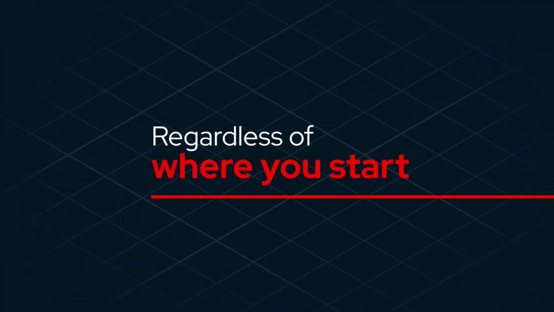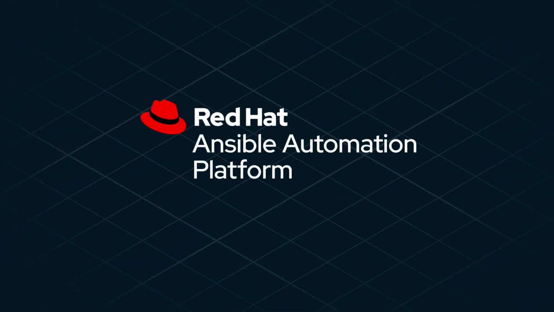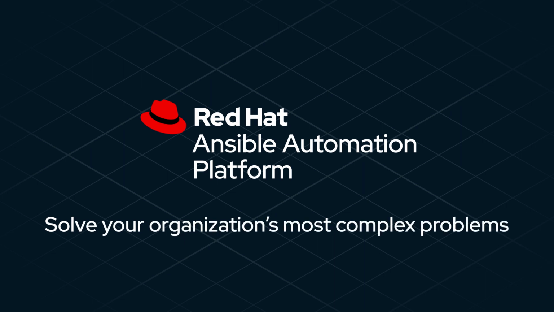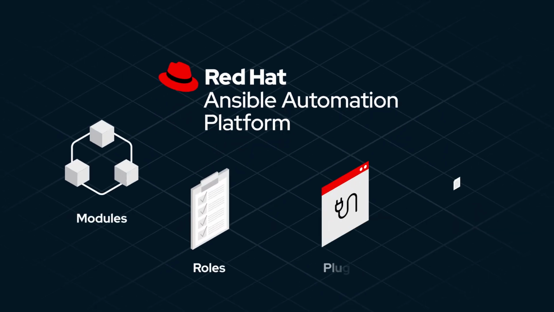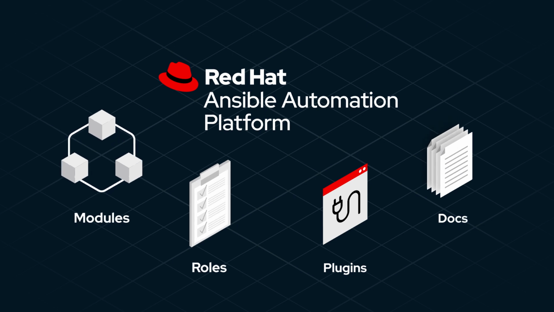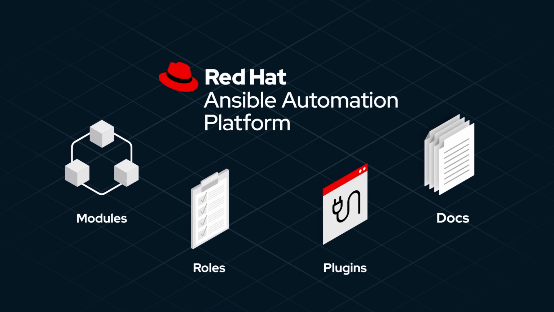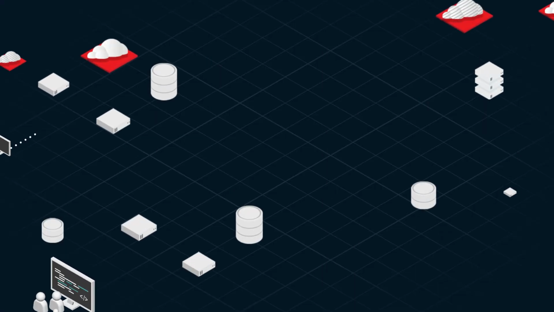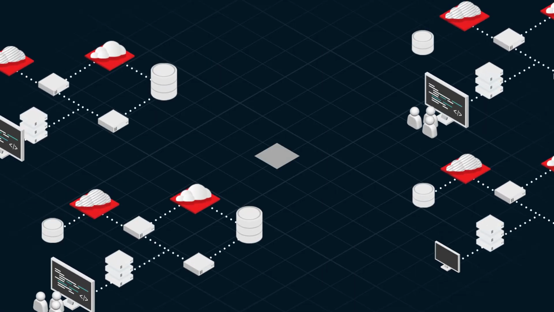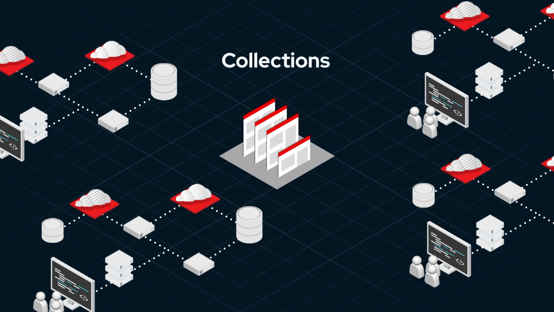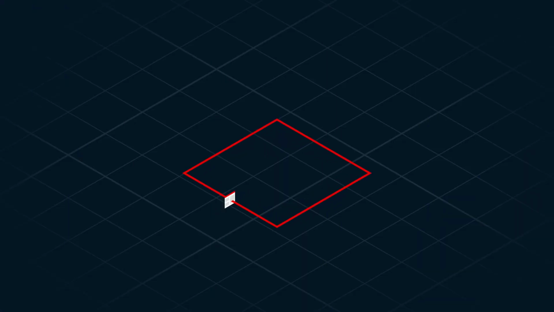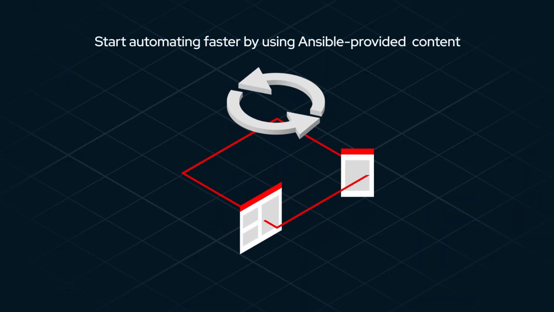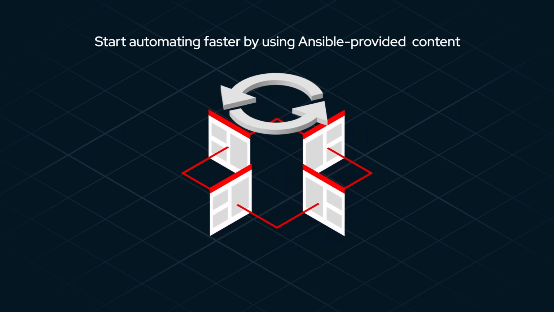Regardless of where you start, Red Hat Ansible Automation Platform has the capabilities to solve your organization's most complex problems. One of the most challenging is building Ansible content, the modules, roles, plugins, and docs that get you automating in less time. Ansible-provided content is available through Ansible Automation Hub in a standardized format called Collections. With Collections, you can start automating faster by using and consuming Ansible-provided content.